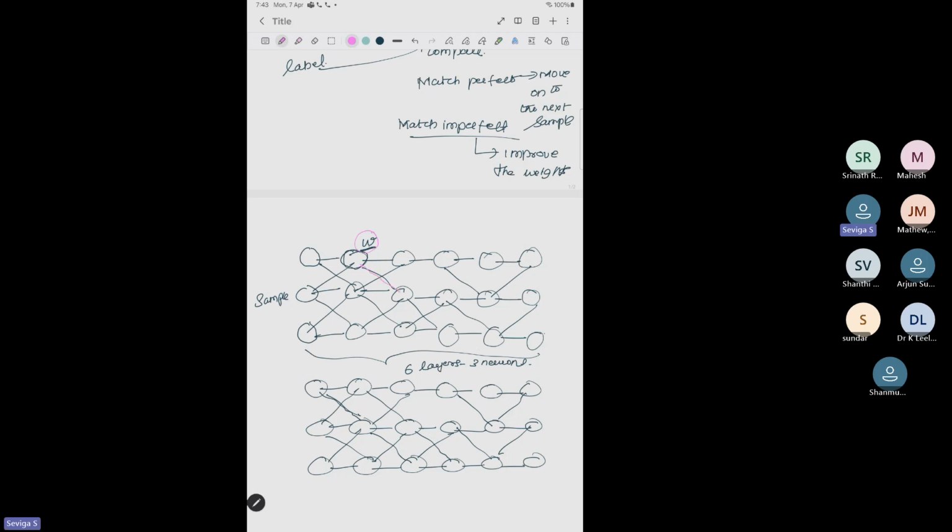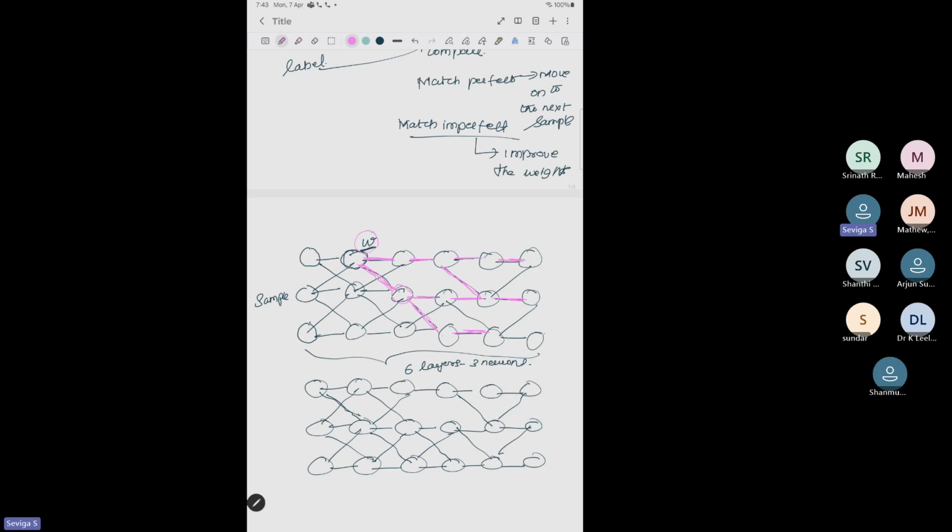If you look at it, this neuron is using this value, so this value will change. This neuron is using this value, so this value will change. This neuron is using this W, so this value will change. This will change because it is using this one. So this value will change, and this value will change.